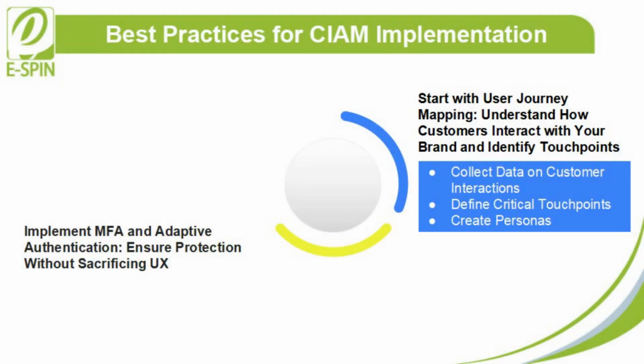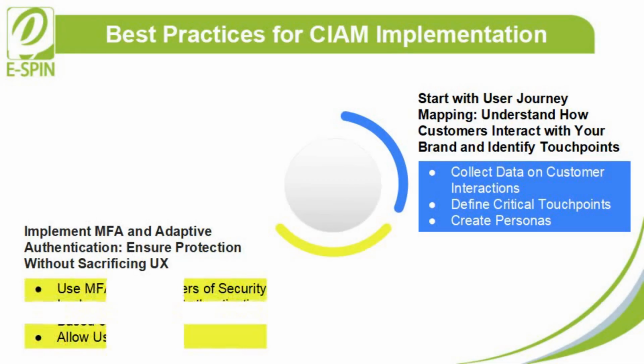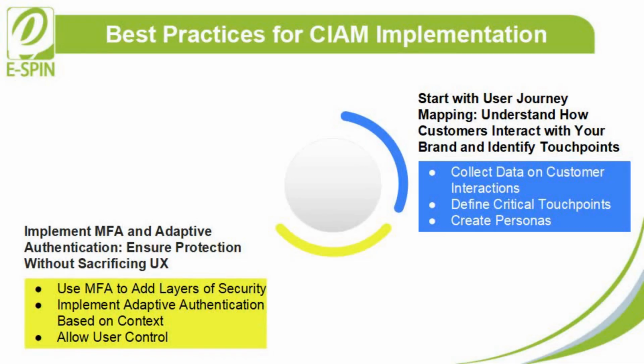2. Implement MFA and adaptive authentication. Ensure protection without sacrificing UX. Use MFA to add layers of security. MFA requires something the user knows, a password; something the user has, a phone or authenticator app; or something the user is. Biometrics adds an additional layer of security.